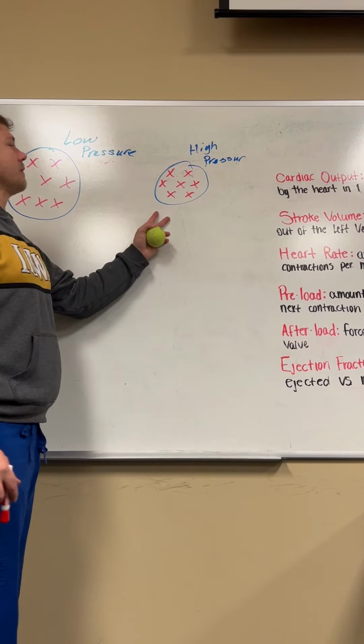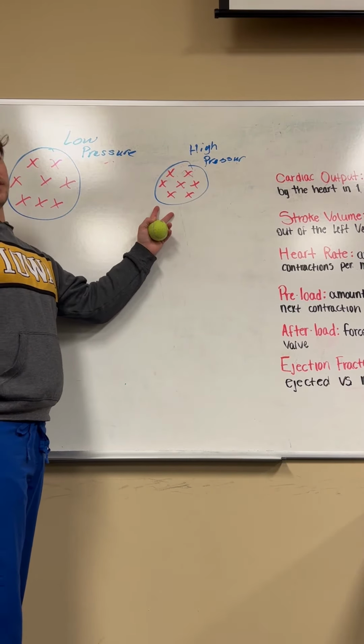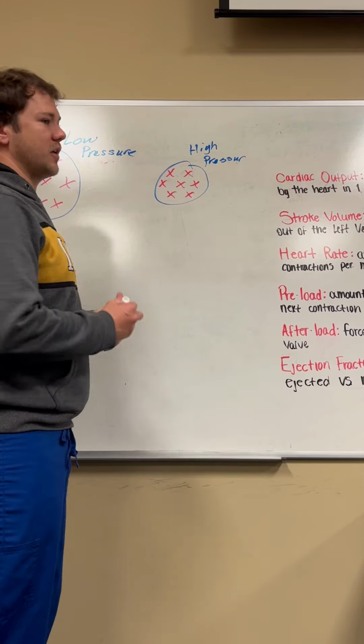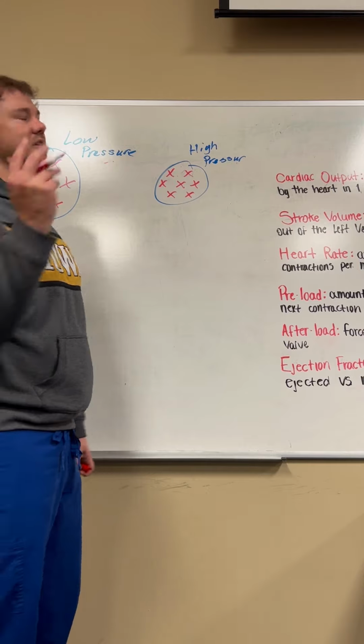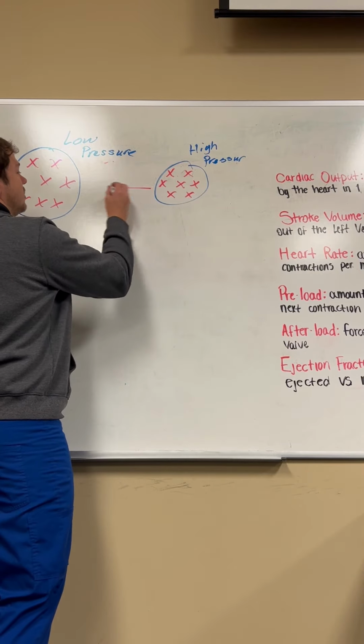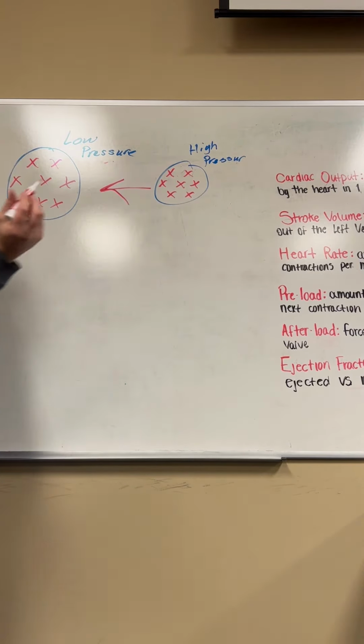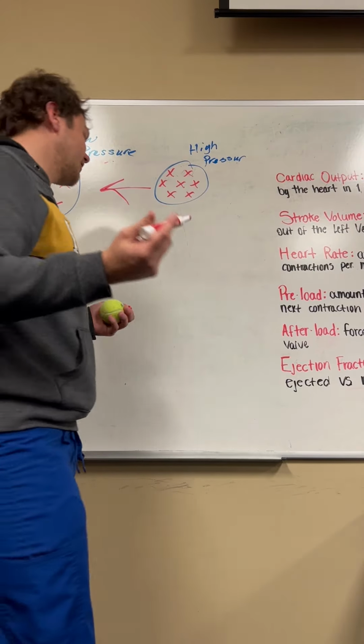And then when we reduce that surface area, that creates a high pressure system. And like most things, blood wants to go from high pressure to low pressure. So that's just basic physics.